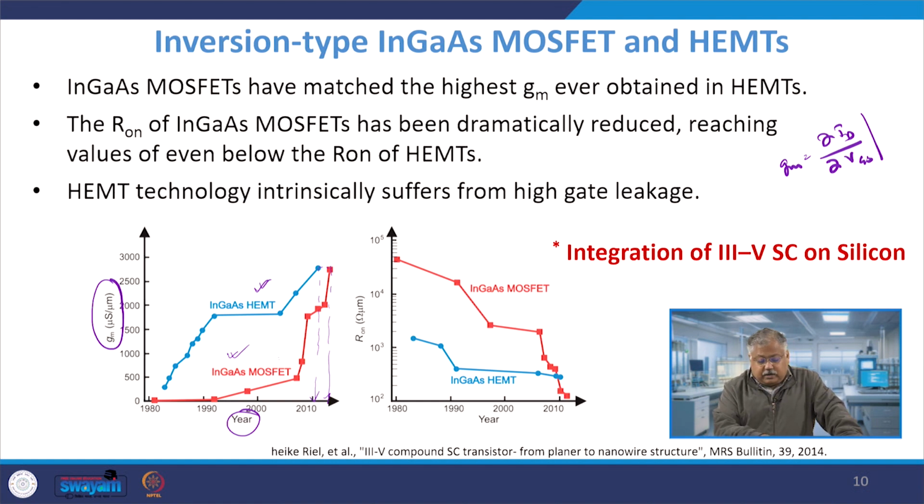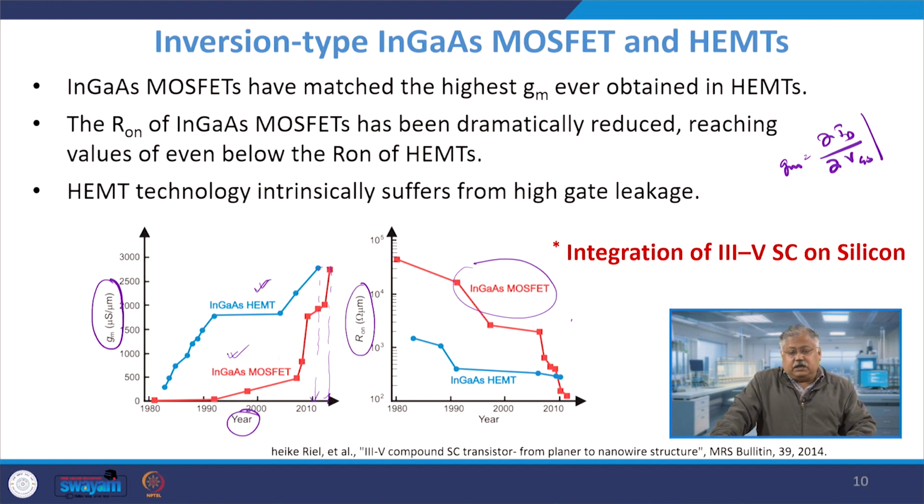Whereas, if you go back to the right hand side figure, and plot the on resistance of the device with respect to the year, it has actually started to fall. However, an interesting thing happening is that the indium gallium arsenide MOSFET shows a much more drastic fall in the value of on resistance. One major problem area of HEMT technology is that it suffers from a relatively high gate leakage current, right?